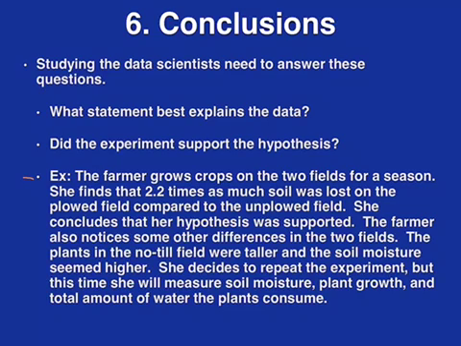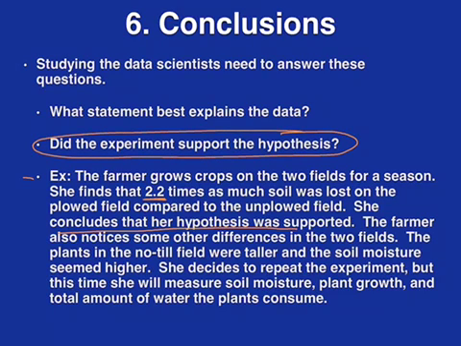So back to our farming example, the farmer grows crops on the 2 fields for a season. She finds that 2.2 times as much soil was lost on the plowed field compared to the unplowed field. So right here, this indicates that she's analyzed her data. She's got some math to support her following claim that there was soil lost. She concludes that her hypothesis was supported. So that right there answers this question. Did the experiment support the hypothesis?